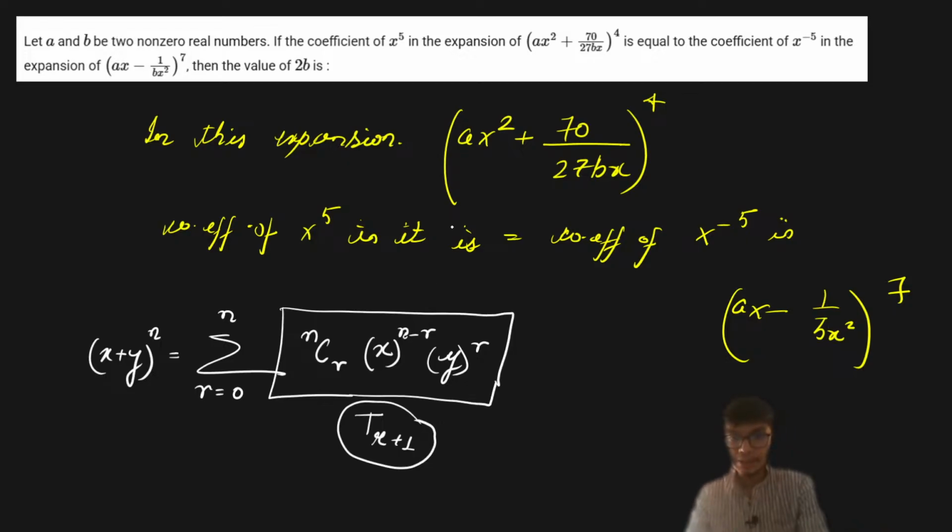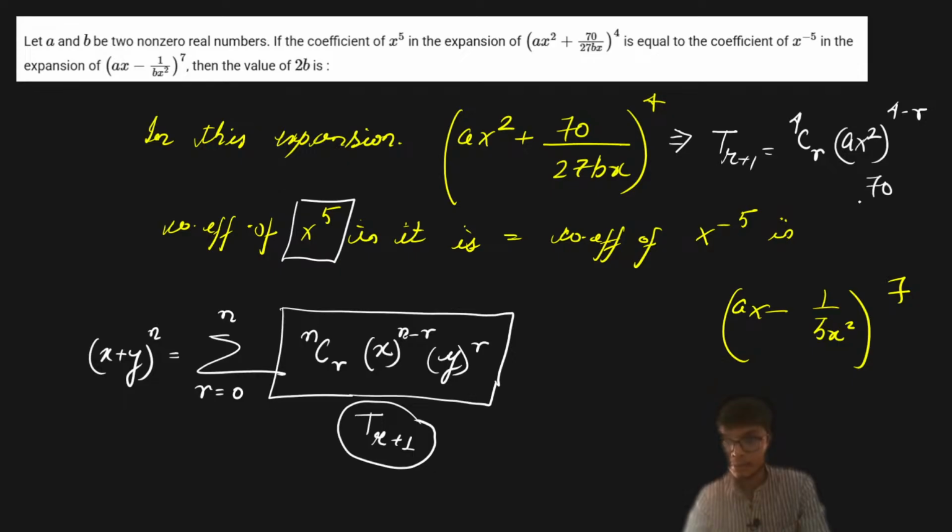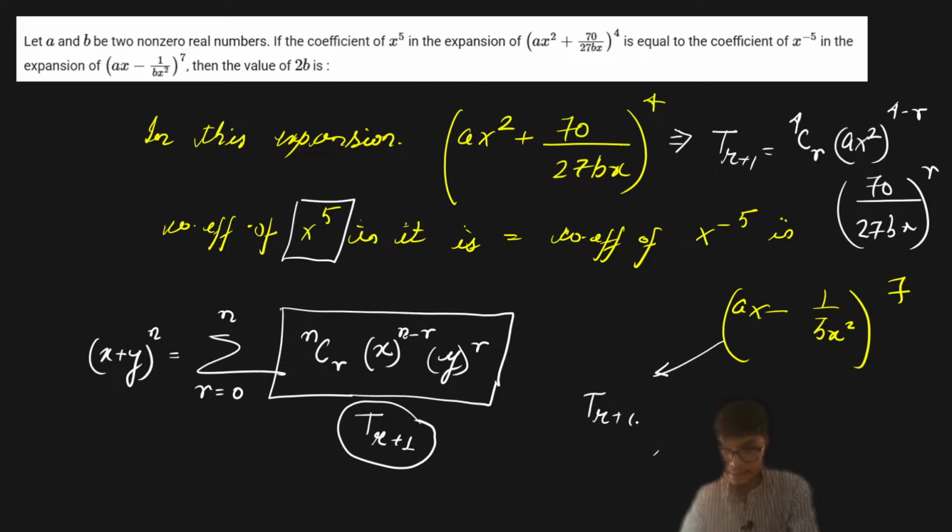Now let's find the general term of these expressions. For the first expansion, the general term can be given as 4Cr (ax square) whole to the power 4 minus r into (70 by 27 bx) whole to the power r. Similarly, the general term of the second expansion can be given as 7Cr (ax) whole to the power 7 minus r multiplied with (minus 1 upon bx square) whole to the power r.